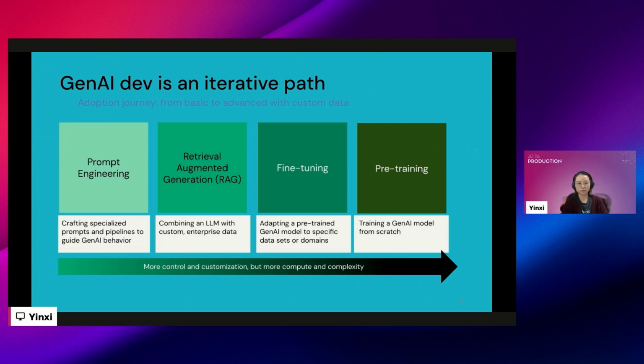So usually at the beginning of the stage, you would do prompt engineering and only move up to the next level if, first of all, you have sufficient data. Secondly, the current results are not satisfactory.